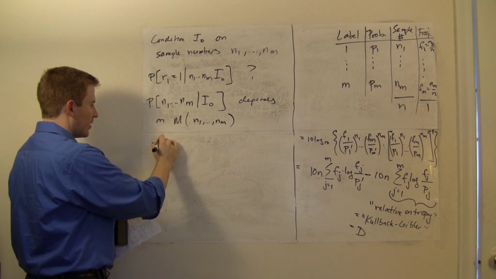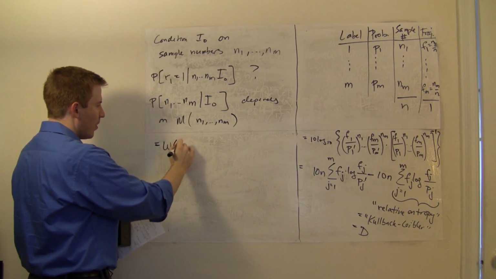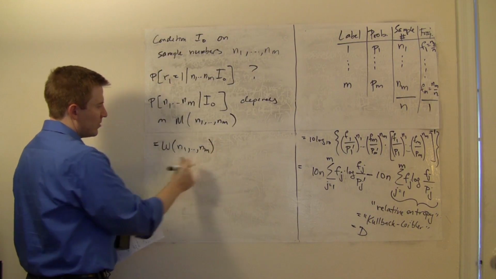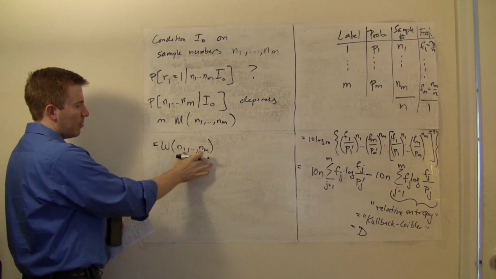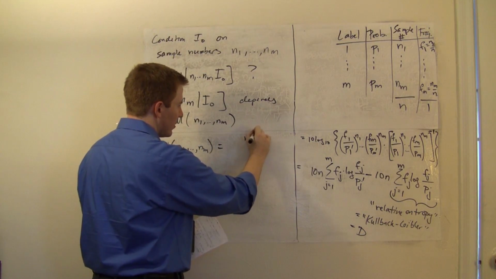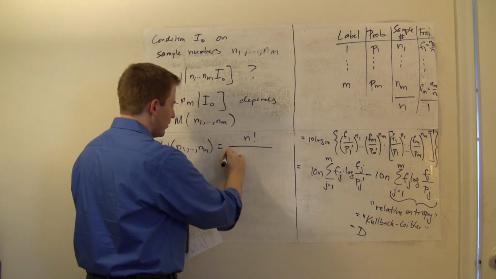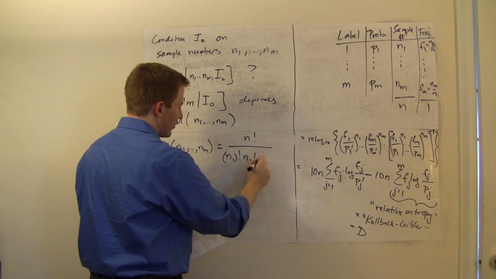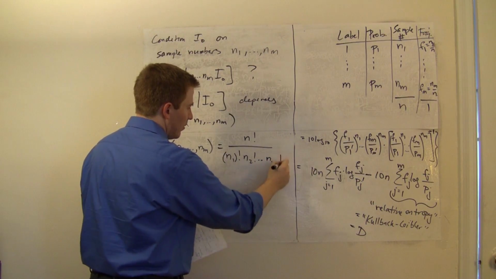which actually turns out to be a fairly nice number to compute, called the multinomial coefficient. It's going to be a number we'll call W that depends on what sample numbers we're talking about. And actually the formula for it is very easy to write down. It's n factorial divided by n1 factorial, n2 factorial, etc. nm factorial.